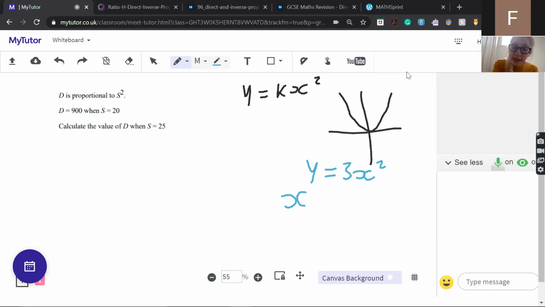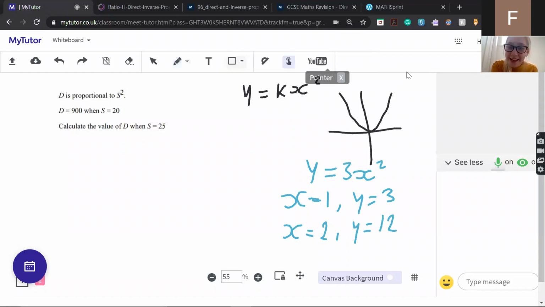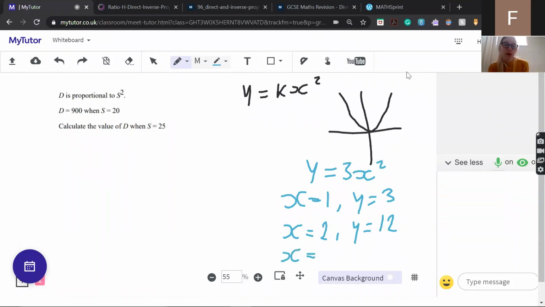Well, that means that when x equals 1, y equals 3. But when x equals 2, y equals 12. And what you can see here, in fact, I'll just do one more. I'll say when x equals 3, y equals 27. And what's happened here is that we've multiplied x by 2. So if it was just proportional, y would be multiplied by 2, but it's proportional to the square. So y multiplies by 2 squared.